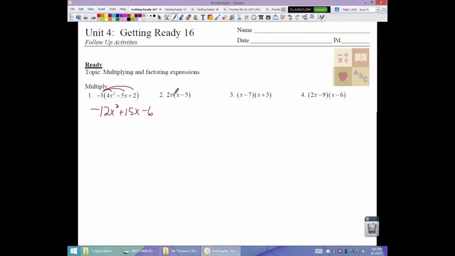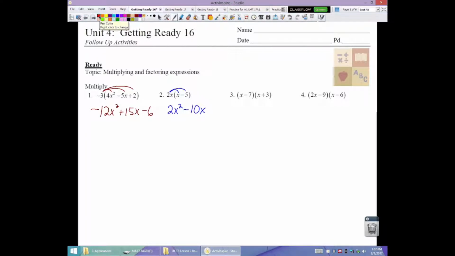Number two, again, it is just distributive property because there's only one term outside in front of these parentheses. So 2x times x and 2x times -5. That gives us 2x squared minus 10x.